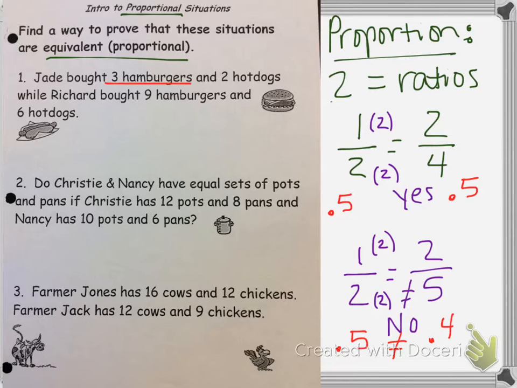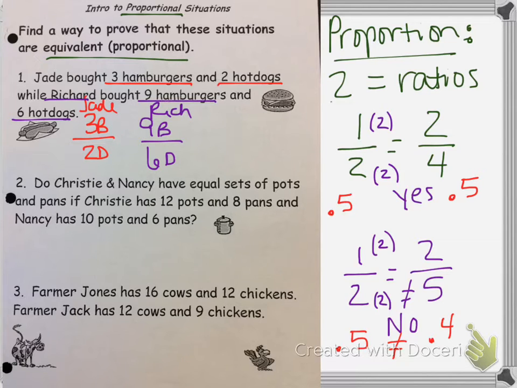It says Jade bought 3 hamburgers and 2 hot dogs. I'm going to write that as a ratio. And remember, I'm going to say 3 burgers and 2 dogs. Remember, we talked about labeling our ratios. So this is Jade. And then it says Richard, he bought, we use a different color, 9 hamburgers and 6 hot dogs. So I'm going to say Richard. And I'm going to put 9 burgers on top because burgers are what I had on the top, and 6 dogs. So let's decide if this is proportional or not.